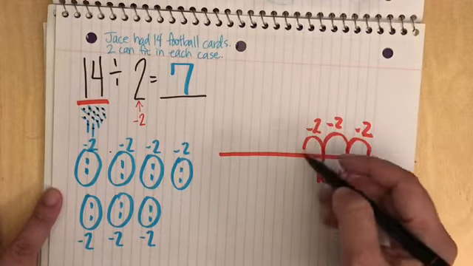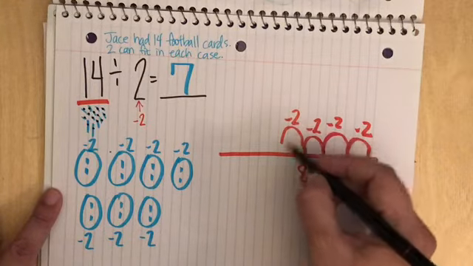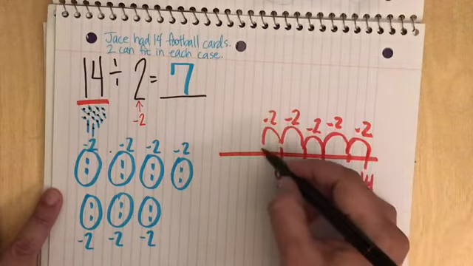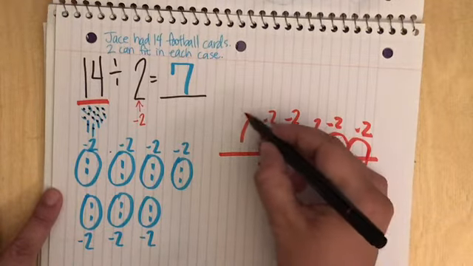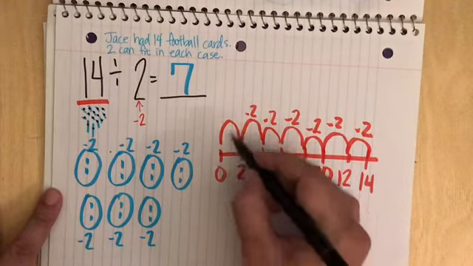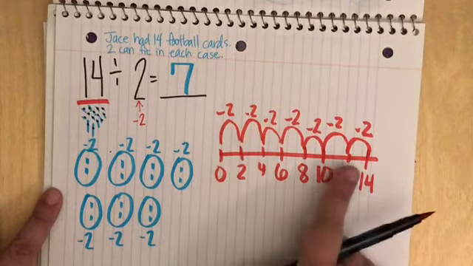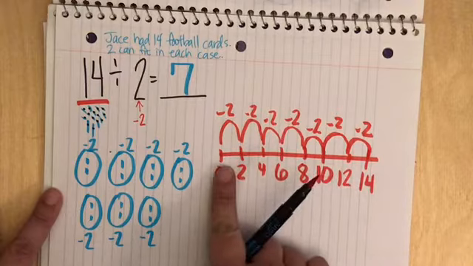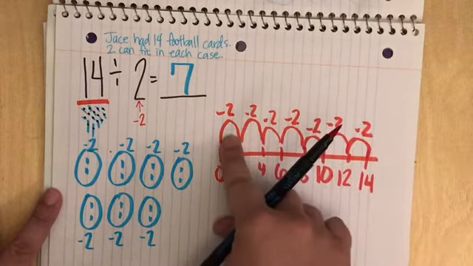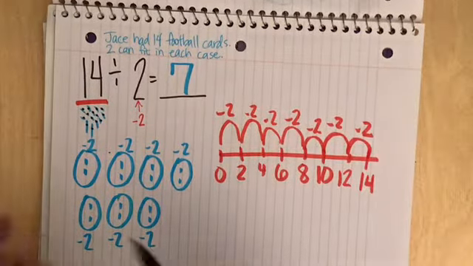So 10, 9, 8. And then we're going to take away 2 more, which gets us to 6. Take away 2 more, gets us to 4. Take away 2 more, gets us to 2. And take away a final 2 more, and that gets us to 0. Now, you're going to see how many times you jumped backwards to get from 14 to 0, and that will give you your answer. So we jumped 1, 2, 3, 4, 5, 6, 7 times. Each jump is just a group of 2. It's just we're showing it in a different way.